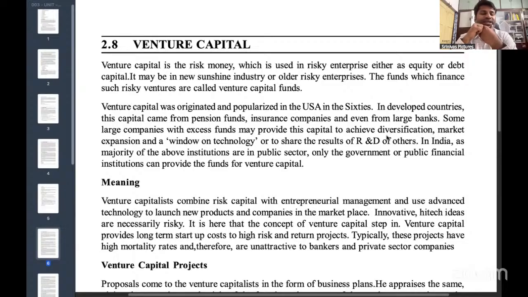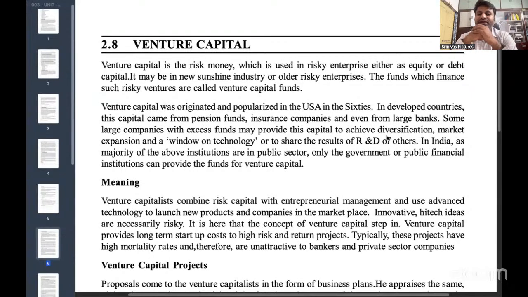Later on, the risk will decrease. A huge amount is used in these projects. So that is called venture capital. Venture capital is risky money used for risky enterprises, either equity or debt capital. It may be in a new sunrise industry or older risky enterprises. The funds which finance such risky ventures are called venture capital funds.